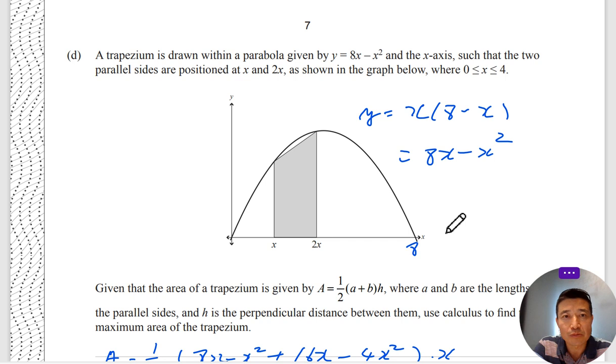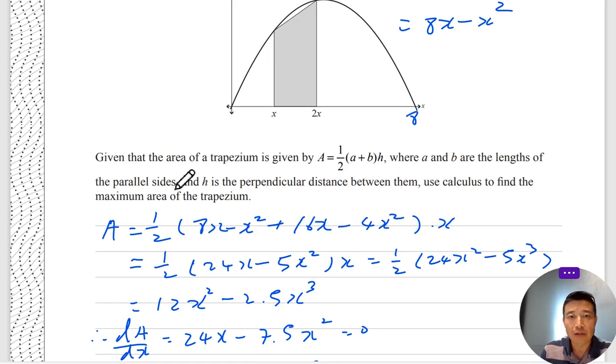Question D. A trapezium is drawn within a parabola given by y equals 8x minus x squared and the x-axis, such that the two parallel sides are positioned at x and 2x as shown in the graph below, where x is in between 0 and 4. Now, given that the area of the trapezium is given by A equals that, it's the formula for a trapezium, where a and b are the lengths of the parallel sides, and h is the perpendicular distance between them. So it's the height we're talking about. Use calculus to find the maximum area of the trapezium.